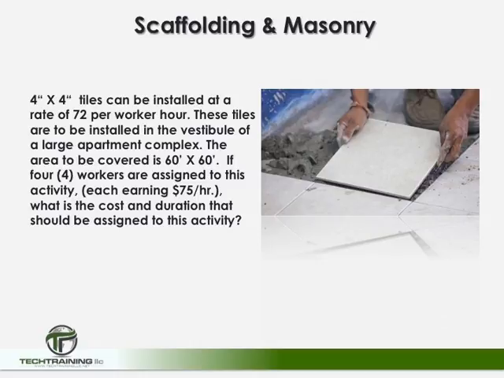4-inch by 4-inch tiles are going to be installed at a rate of 72 per worker hour. These tiles are to be installed in the vestibule of a large apartment complex. The area that's going to be covered is 60 feet by 60 feet. If 4 workers are assigned to this activity, each earning $75 per hour, what is the cost and the duration that should be assigned to this activity?